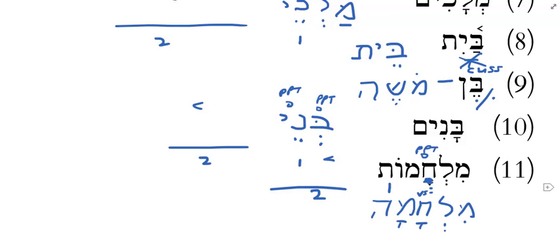Wait a minute. Think about this for a minute. What type of letter is chet? It's a guttural. What do you know about gutturals? They don't take a dagesh forte, and they do not take vocal shva. So can I put this vocal shva under chet? No, I have to put what kind of shva then? Yes, I need the compound shva. So let's do a compound shva.